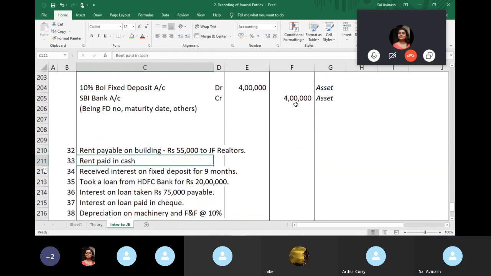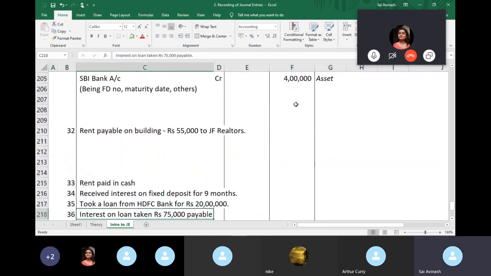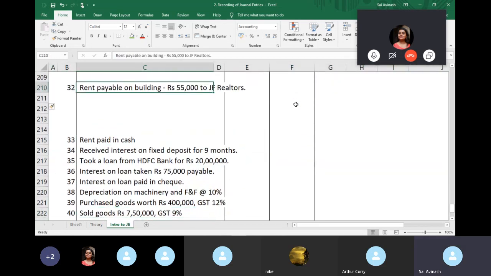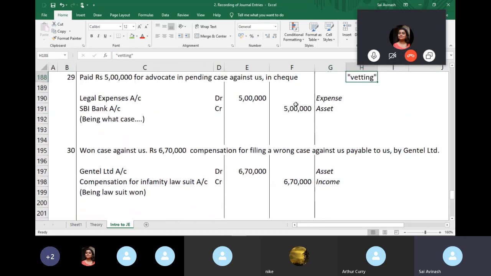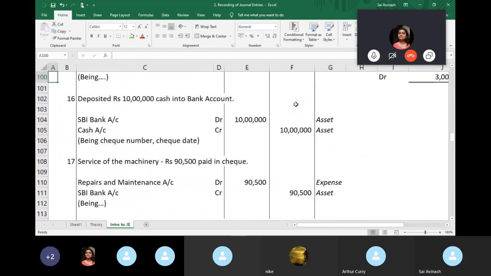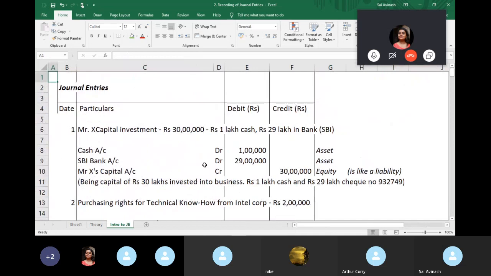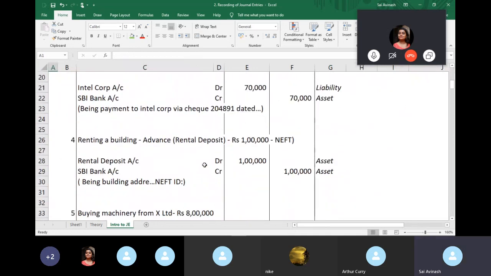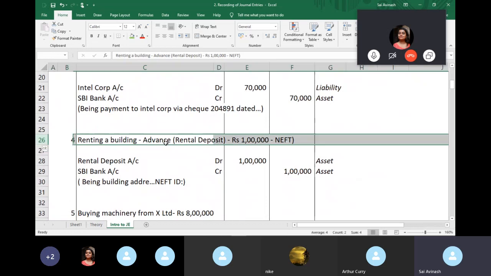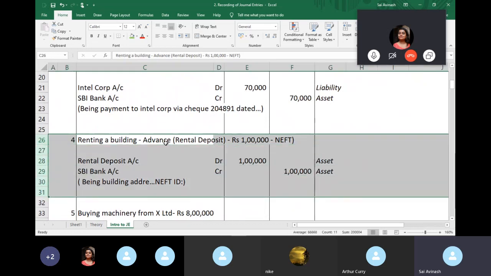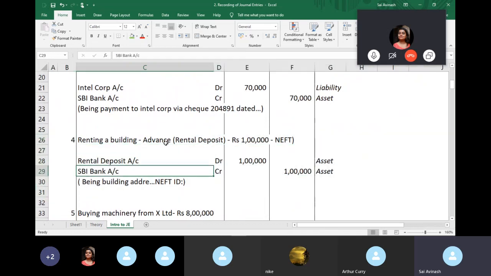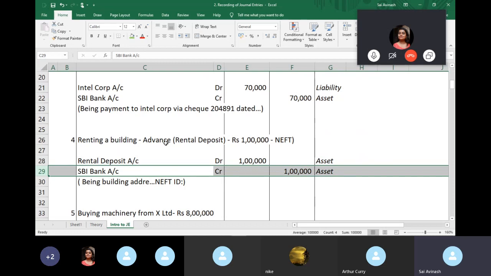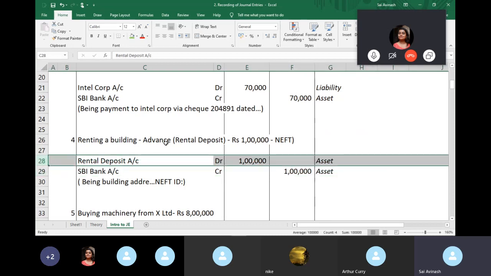Okay. Next is rent payable on building. So now I'm getting the. I believe we purchased a building before? No, I don't think we purchased. We are already renting a building, but we have not paid rent yet. We just paid rental deposit, if you remember. So we paid it with a check, when we paid it through NEFT. So I have a rental deposit. So rental deposits, fixed deposits.